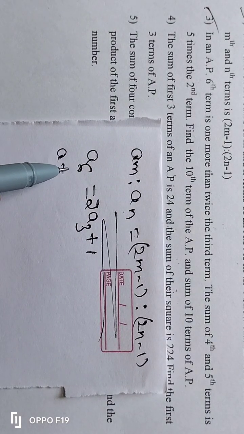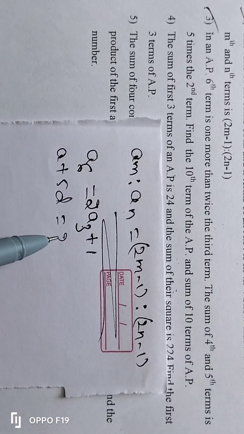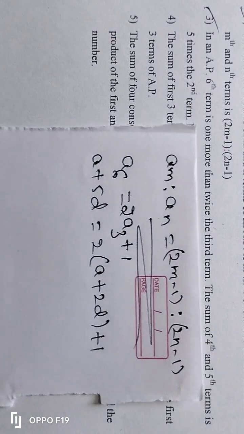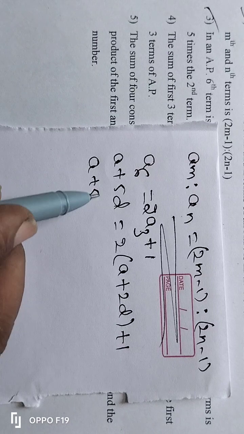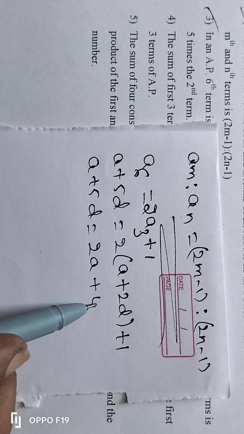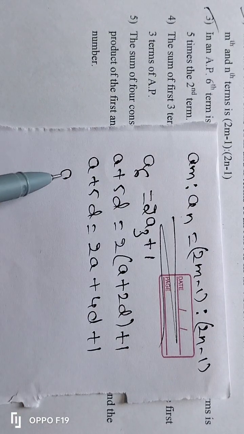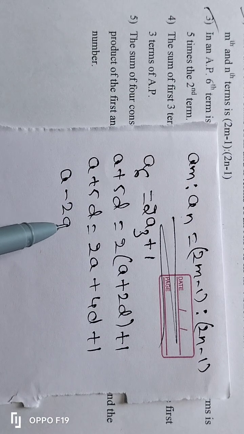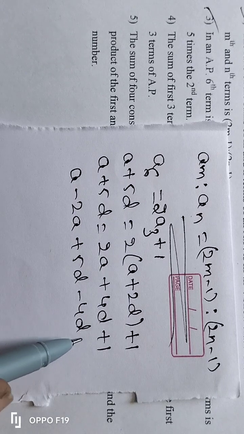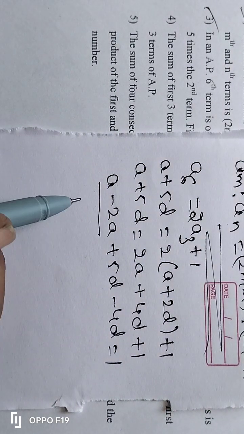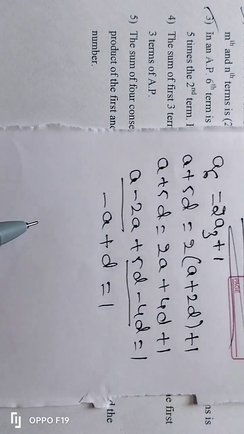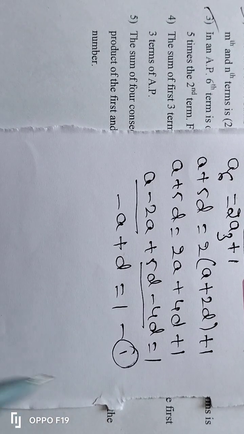So A6 can be written as A plus 5D is equal to 2 into A3, which can be written as A plus 2D, plus 1. So A plus 5D is equal to 2A plus 4D plus 1. Now A minus 2A is minus A, and 5D minus 4D is 1D, which is equal to 1. So you call this equation 1.